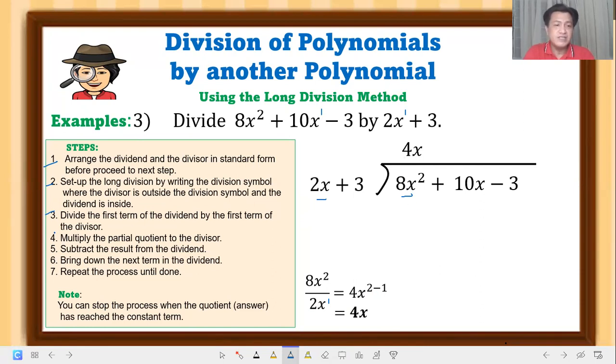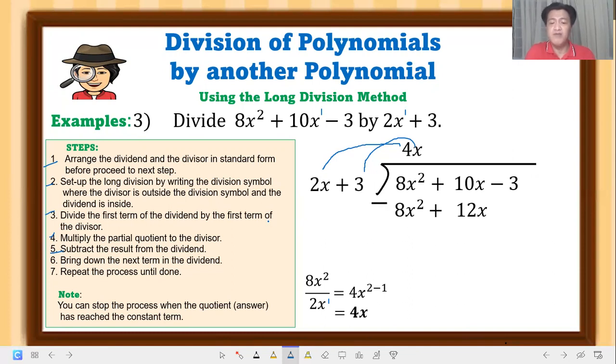Tsaka natin gawin yung step number 4. Ano sabi sa step number 4? You have to multiply. Okay, and what is 4x times 2x? That will become 8x squared. And then, i-multiply ulit natin si 4x tsaka kay 3 naman. That is equal to 12x. Okay, then apply natin, or next step is subtract the result from the dividend.